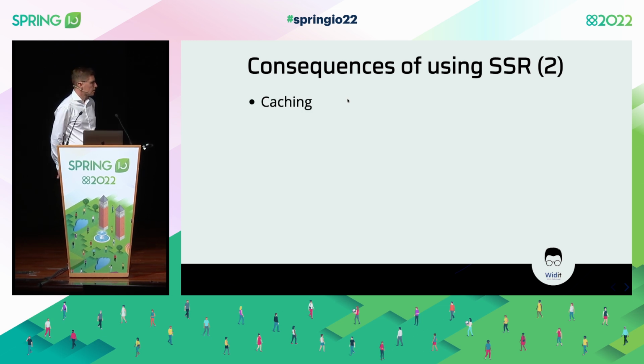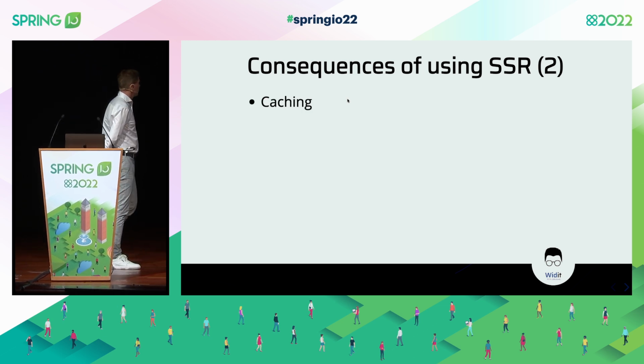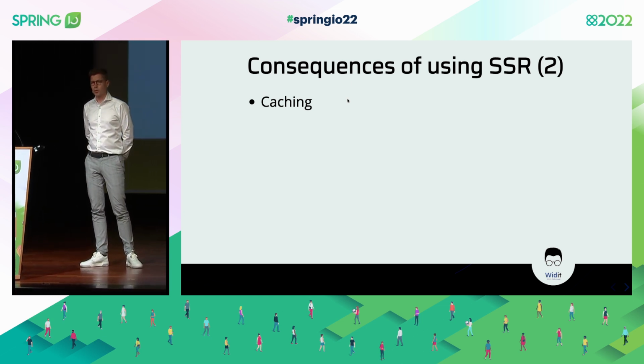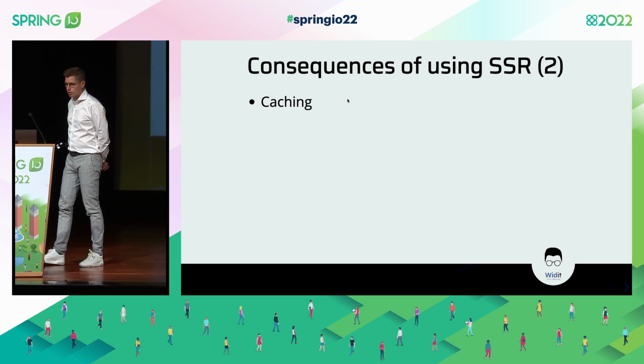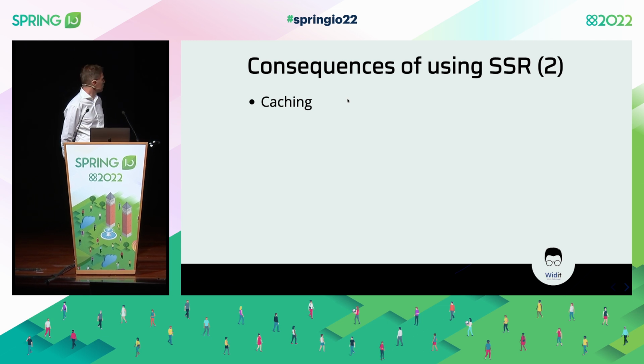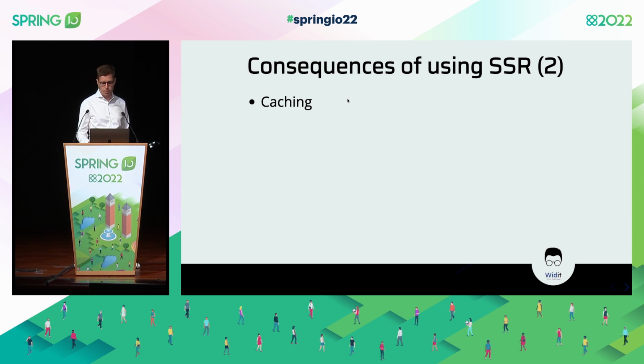Some other consequences are related to caching. The browser does a lot of caching out of the box, if you add the proper headers like ETags or If-Modified-Since headers. With SPAs, sometimes you will need to manually implement these kinds of things that otherwise happen out of the box.